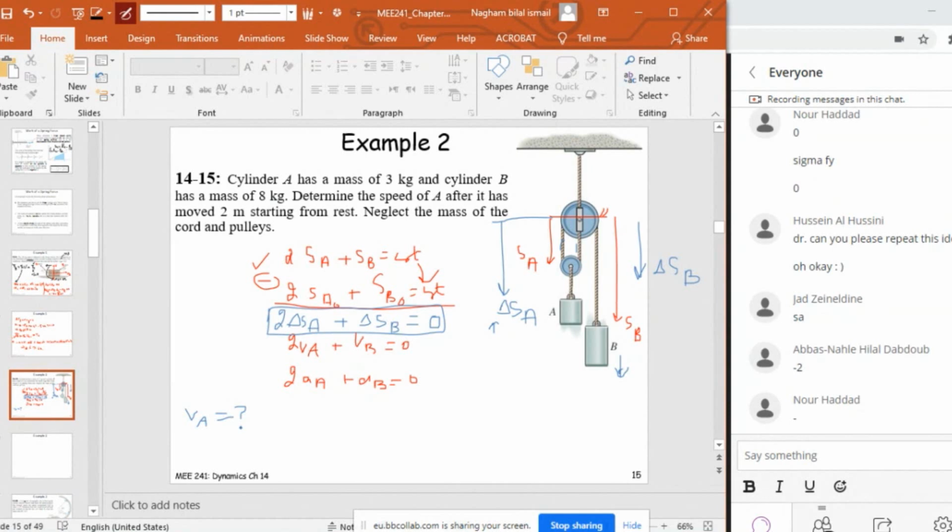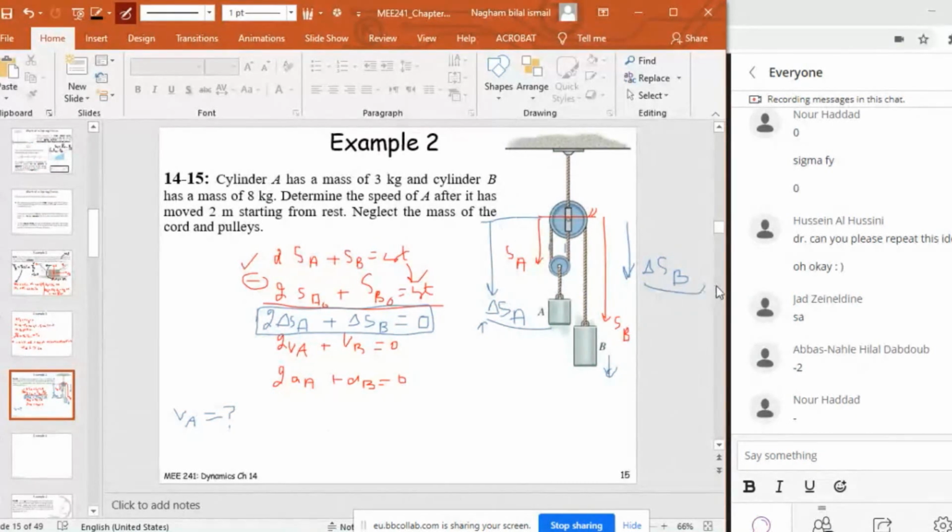However, I'm going to apply the principle of work and energy, assuming downward as my positive direction. And then whenever I want to substitute, I can substitute delta SA by its algebraic form, which is -2. All right? So let's do it.